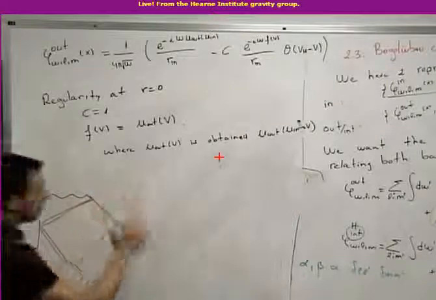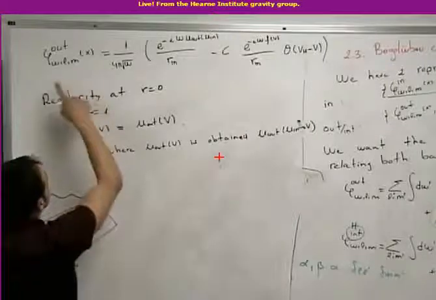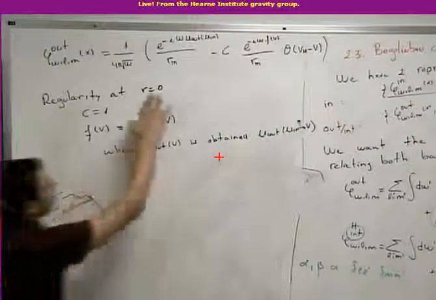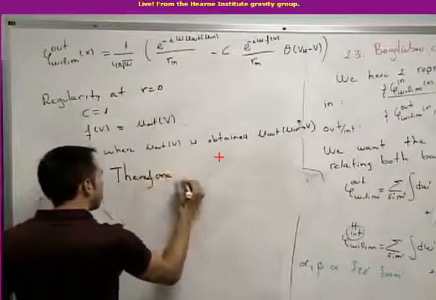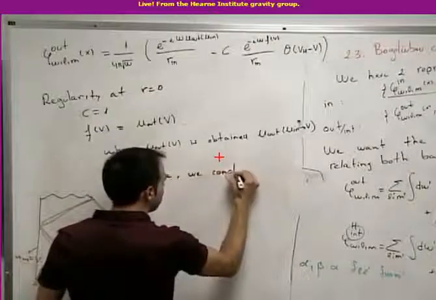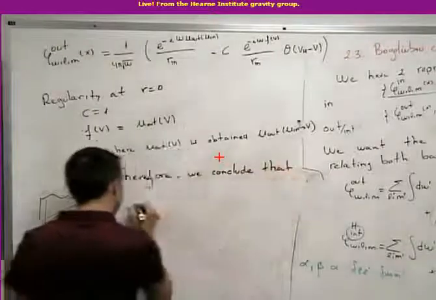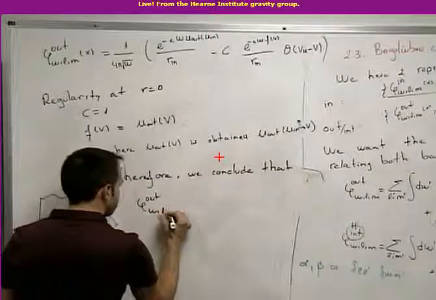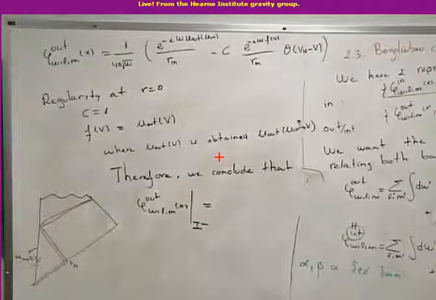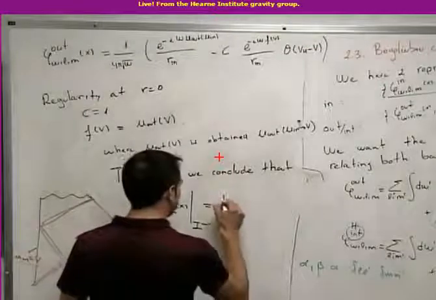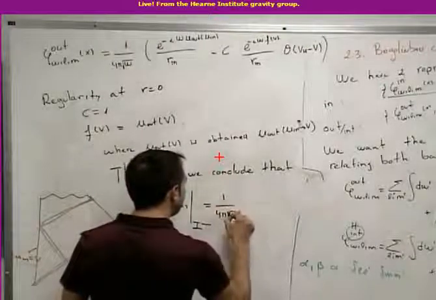So therefore, we have the modes already straight lines. The modes in the in region, in the Minkowski region, are going to be these ones with c equal 1. So we conclude that the out modes at the scri plus, at the scri minus, are going to be one over the square root of 4 pi omega.